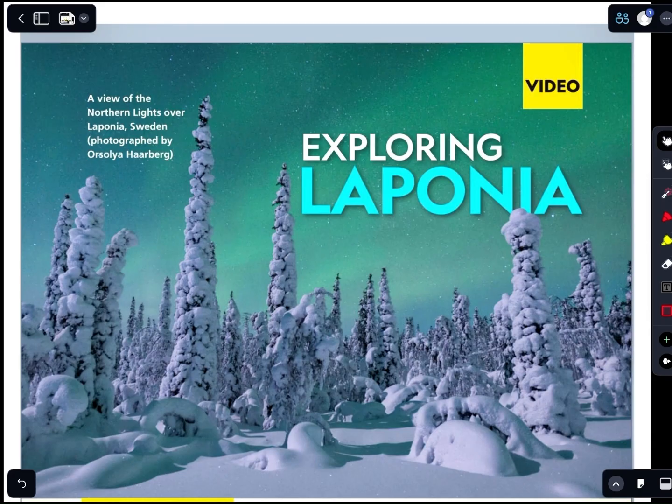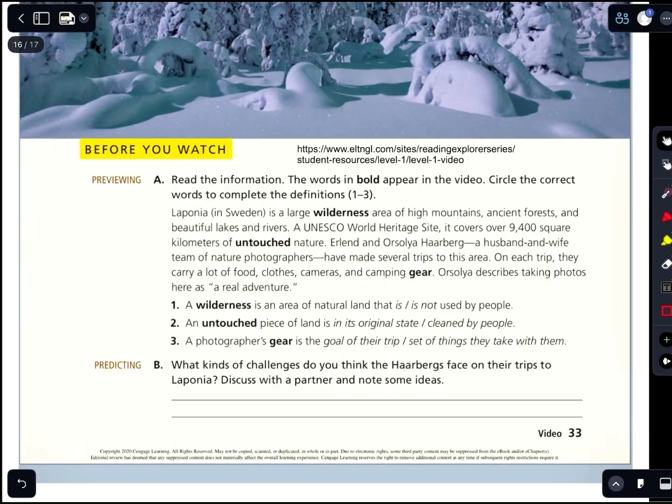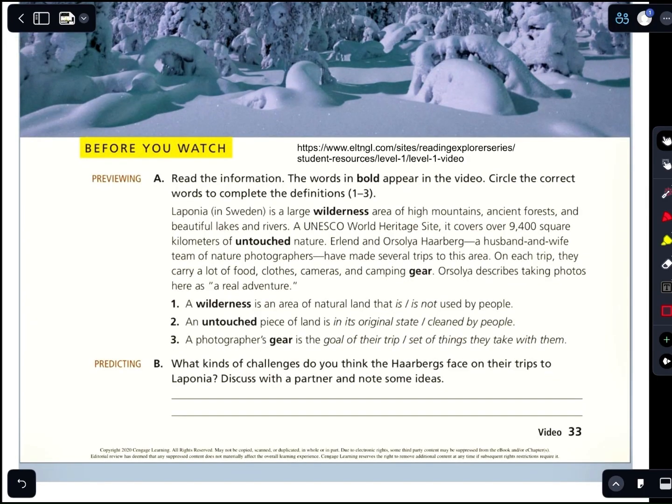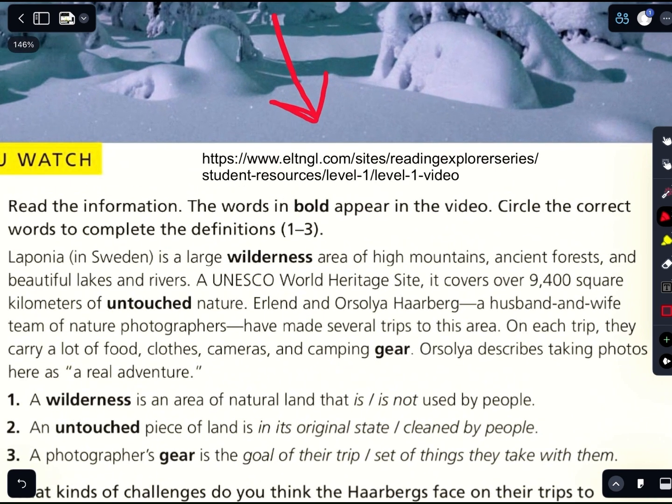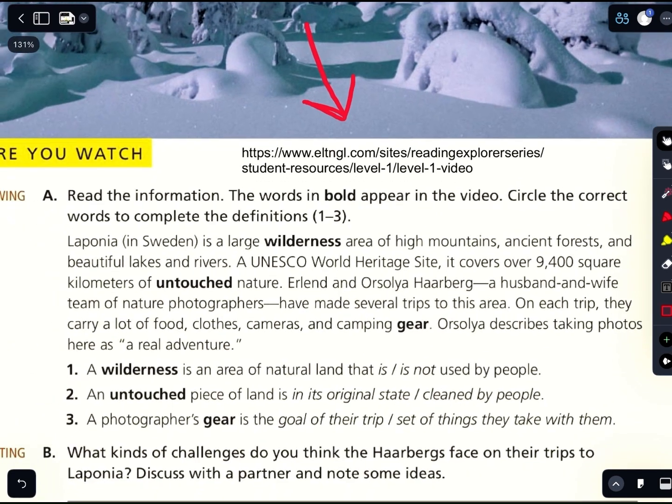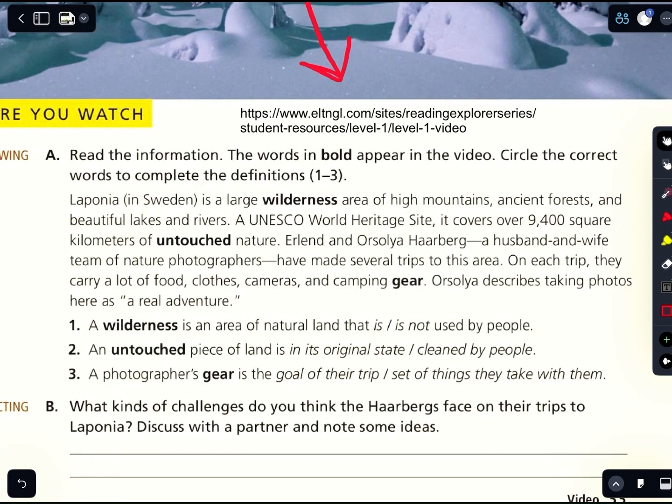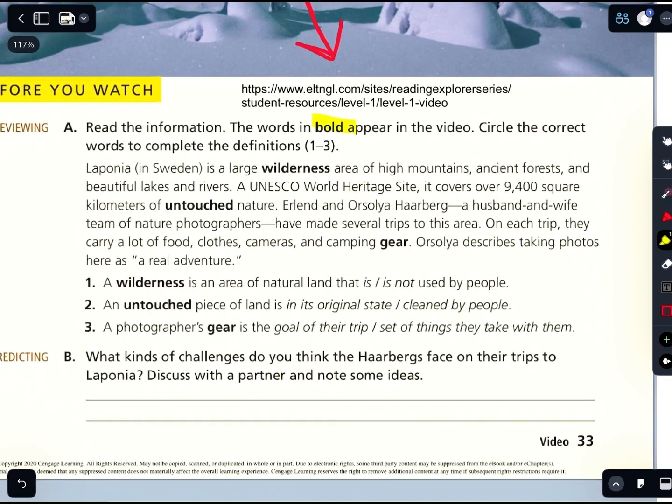It's time to go through the video. It's called Exploring Laponia. A view of the northern lights over Laponia, Sweden. Before we watch, we're going to go through some questions, and to find the video, there is a link here in the drawboard. If you go to this link, you can get all the videos for the Reading Explorer series. Read the information. The words in bold appear in the video. Circle the correct words to complete the definitions.